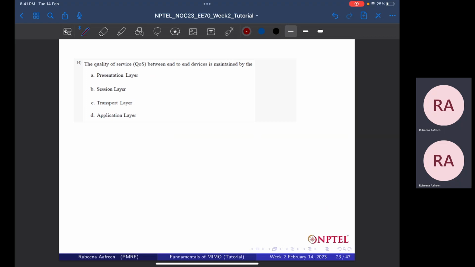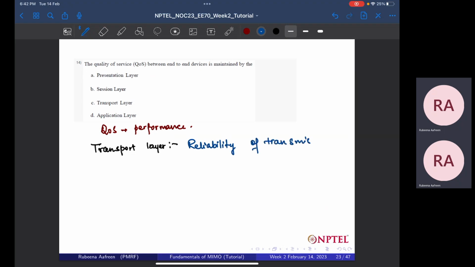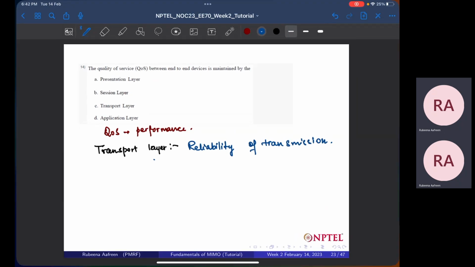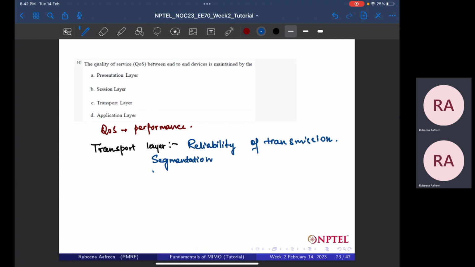Now here you see the next question. It is saying the quality of service between end-to-end devices is maintained by. So quality of service is a performance indicator. As we have discussed above, the transport layer will control the reliability of transmission. So the transport layer is taking care of segmentation, flow control, and error control.